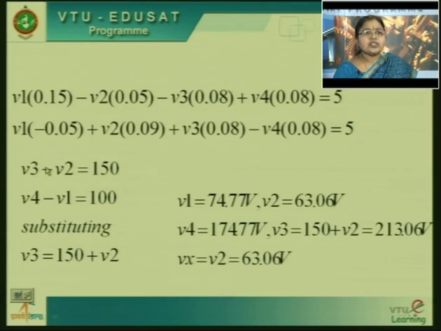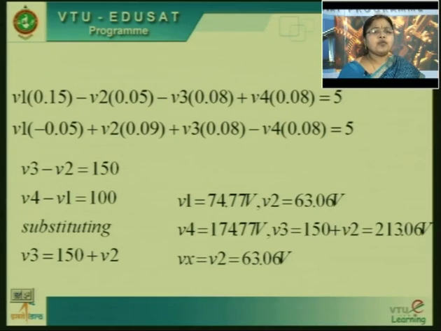These are the two equations: V3 minus V2 is 150, V4 minus V1 is 100 volts. So now we have a total of 4 equations. This is the first equation formed with supernode 1 and 4. This is the second equation, the supernode equation formed with node 2 and node 3, and these two are the voltage relations. So we have 4 equations with 4 unknowns. Now we can simplify these, but solving with 4 variables becomes a little difficult.